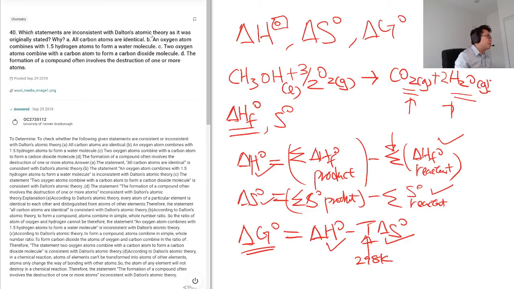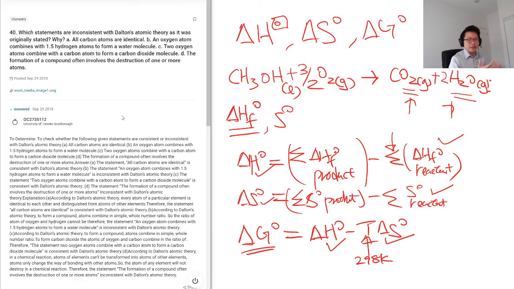Alright, so which statements are inconsistent with Dalton atomic theory as it was originally stated, and why? First of all, A: all carbon atoms are identical. B: an oxygen atom combines with 1.5 hydrogen atoms to form a water molecule. C: two oxygen atoms combine with a carbon atom to form carbon dioxide, and the formation of the product often involves the destruction of one or more reactants.